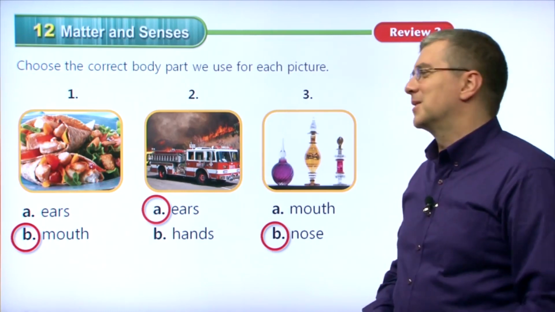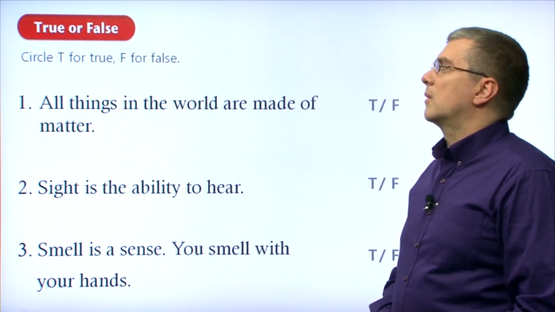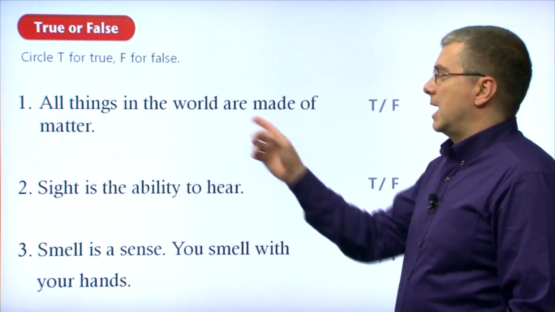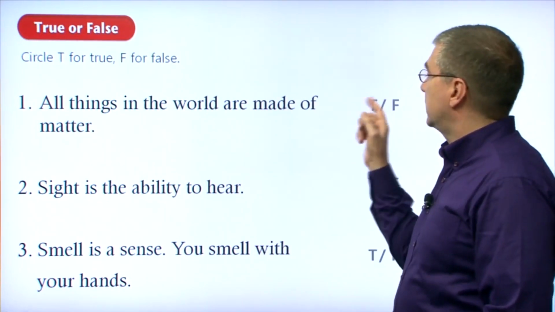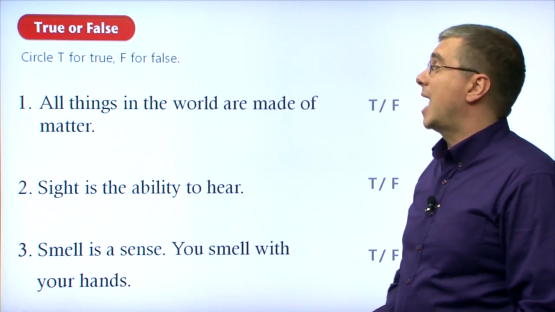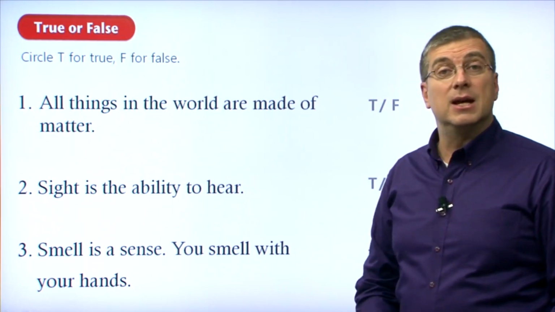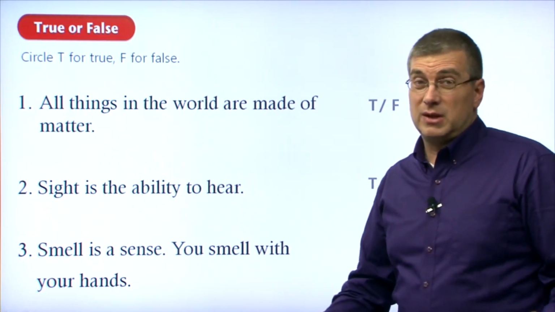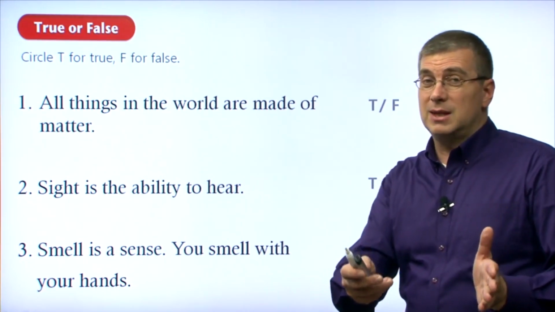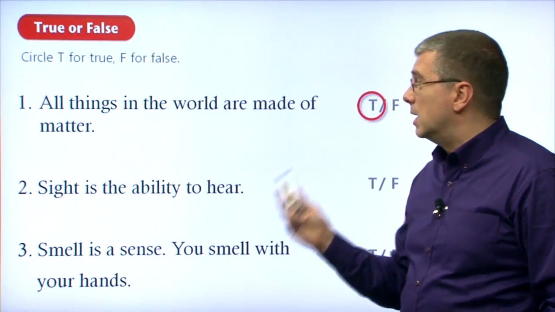Okay? Okay, so good. Let's move on to our true or false questions. Again, if the sentence is true, circle T. If it's false, circle F. Number 1. All things in the world are made of matter. We've talked about this a lot so far, so you should probably get this right away. Of course, that is true.